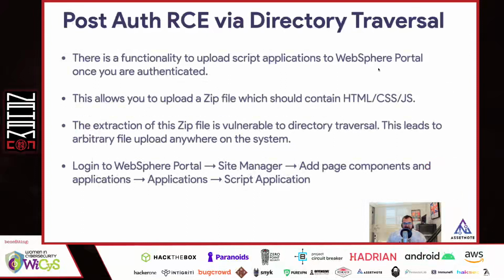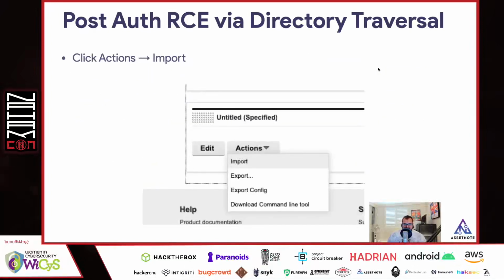One of the other vulnerabilities that we found in Websphere Portal was post-auth RCE via directory traversal. So there's this functionality to upload script applications, and it allows you to upload zip files that can contain HTML, CSS, and JavaScript. What's really interesting about this is that even though it's post-authentication, once someone does get authentication, it's likely that they can get command execution through this technique. So you can find it at this location that I've got in this slide if you're looking for it inside Websphere. Essentially you click actions and import, and you can import a zip file.